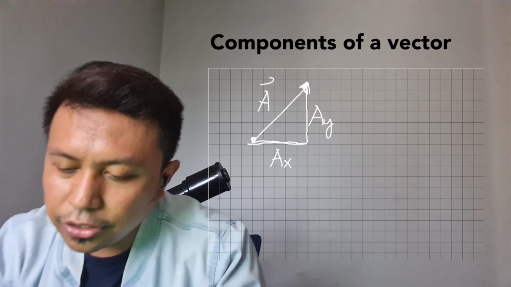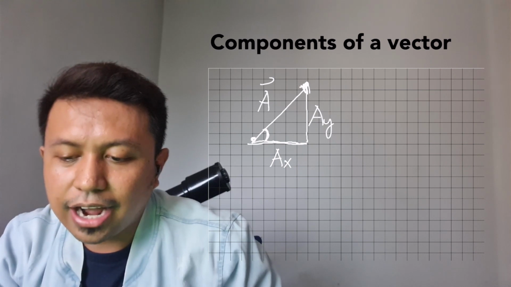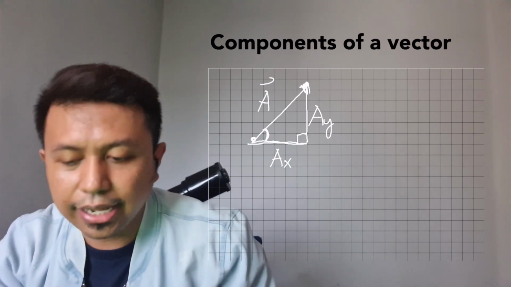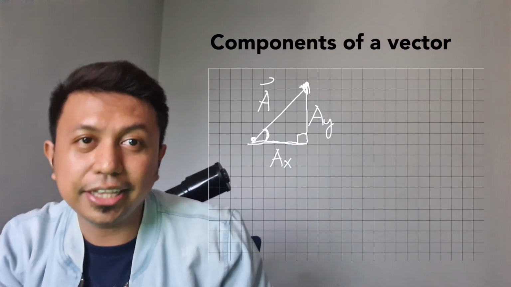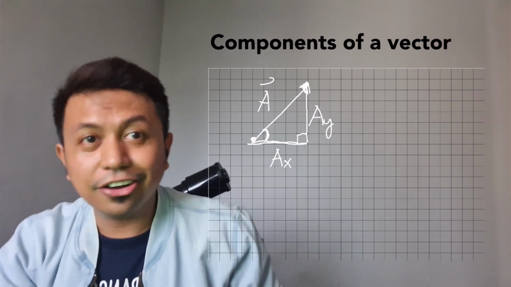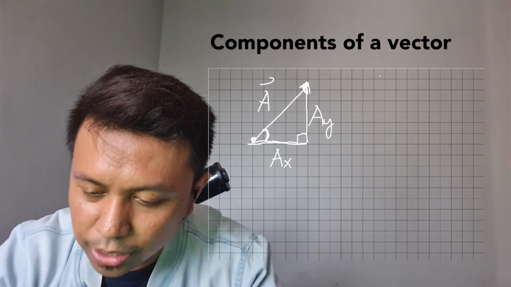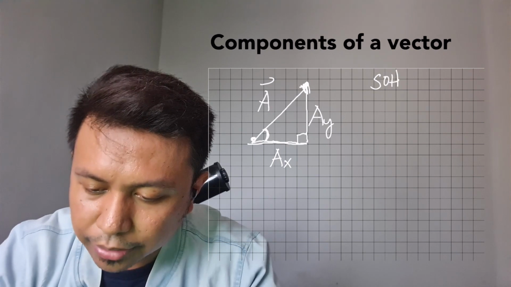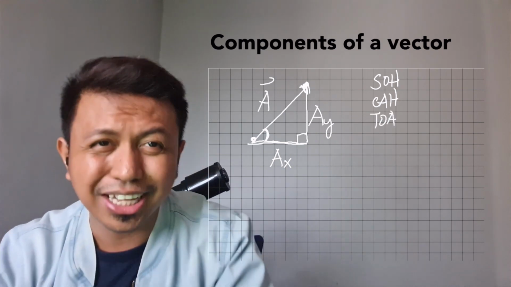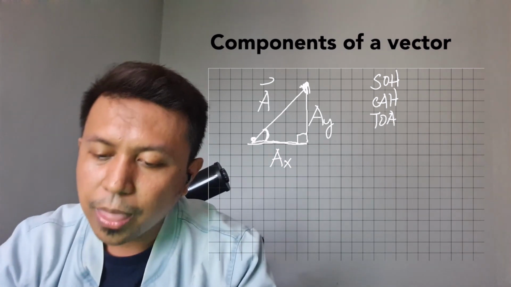If you notice, vector A could actually have an angle there, and A x and A y form a right triangle. So here now come your trigonometric identities. What are our trigonometric identities? SOHCAHTOA. Most of the time we will be using only the SOHCA, not the TOA.